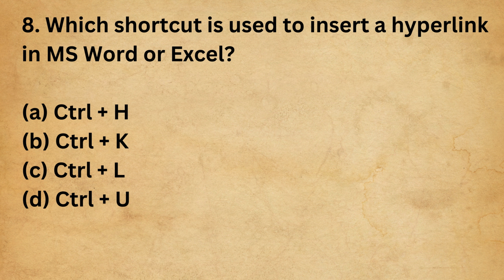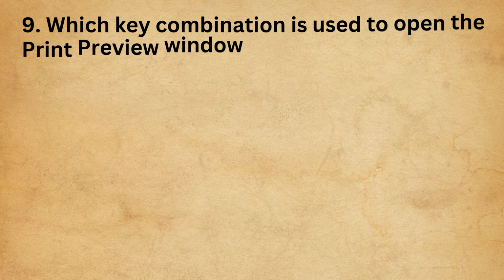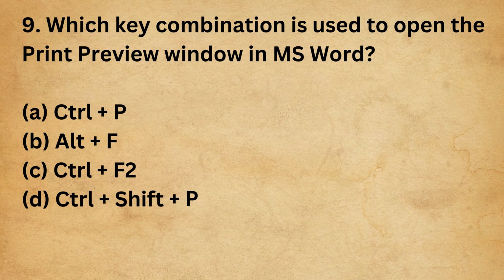Which shortcut is used to insert a hyperlink in MS Word or Excel? A. Ctrl plus H. B. Ctrl plus K. C. Ctrl plus L. D. Ctrl plus U. Correct answer B. Ctrl plus K.